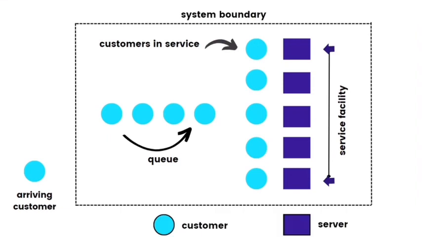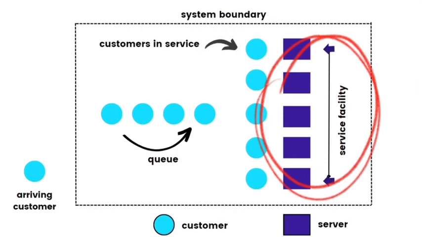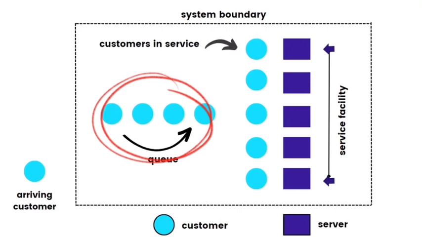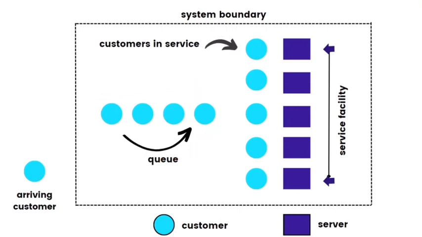So here's how it looks. We have here our customer, the sky blue circle, and our server, the indigo box. Our service facility is the number of servers. In the diagram, they are the five boxes lined up, and in front of the five boxes are some customers that are being served. Some customers are in the queue or in the waiting line. We consider our system boundary to include our queue and our service facility, and it also illustrates the arriving customer.